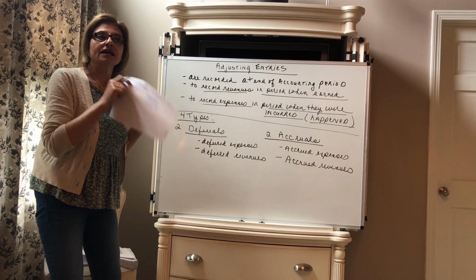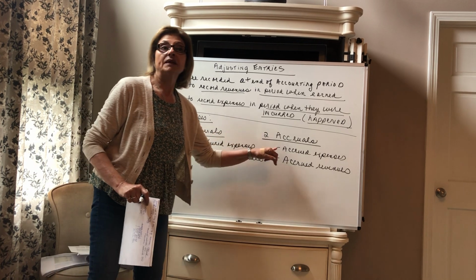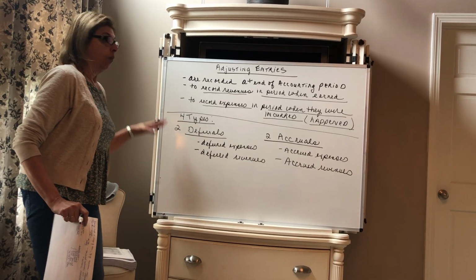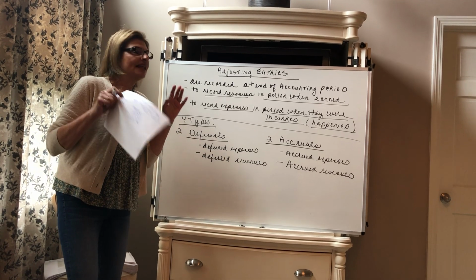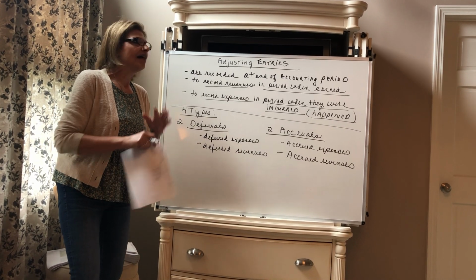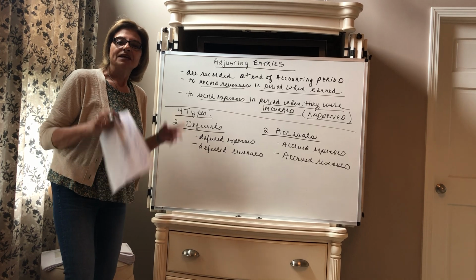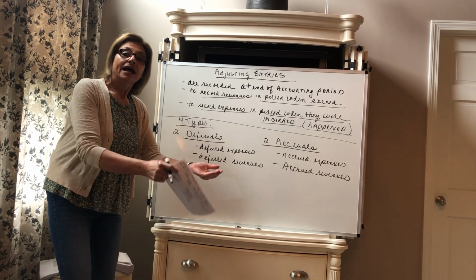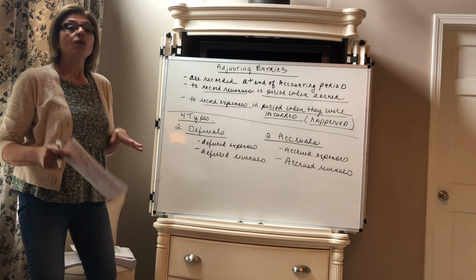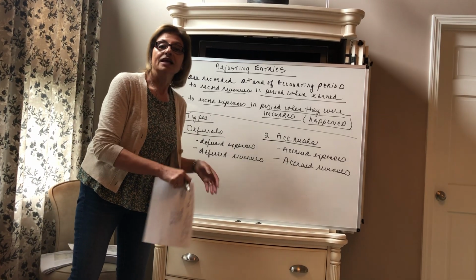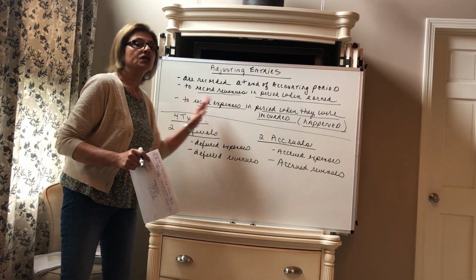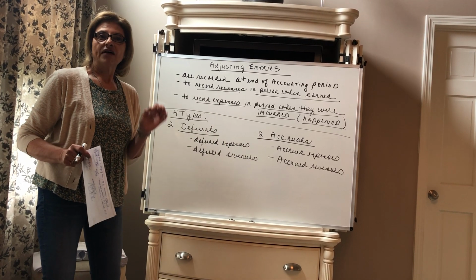You have to recognize it in this period both as expenses or revenue. One thing about adjusting entries, they're never going to involve cash. Ever, ever, ever. Because cash is what we call a self-adjusting account. When we get cash, we increase it. When we pay cash, we decrease it. No adjustment is necessary. So our adjusting entries will never involve cash.